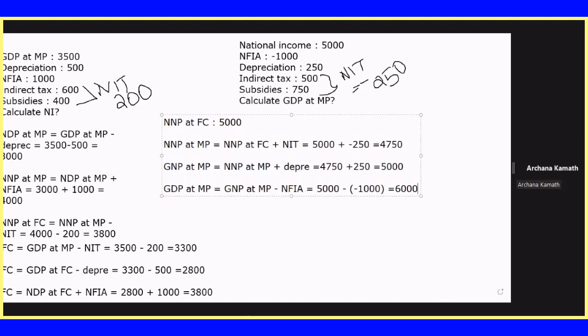Fine. So next, we are going to the different methods of calculating national income, and the first method is known as the product method, or the value added method. In this method, you are actually classifying the economy into three sectors. Every economy is divided into three sectors: primary sector, secondary sector, and tertiary sector.